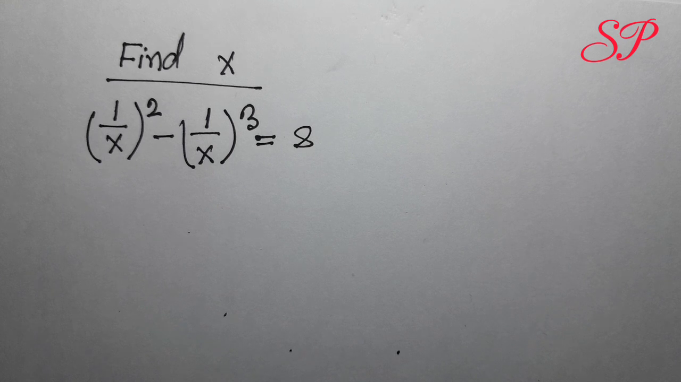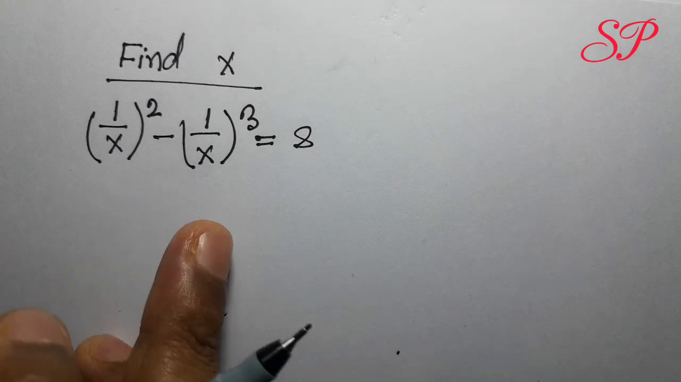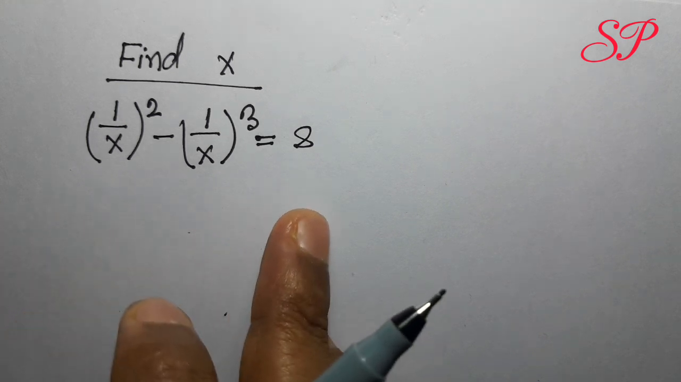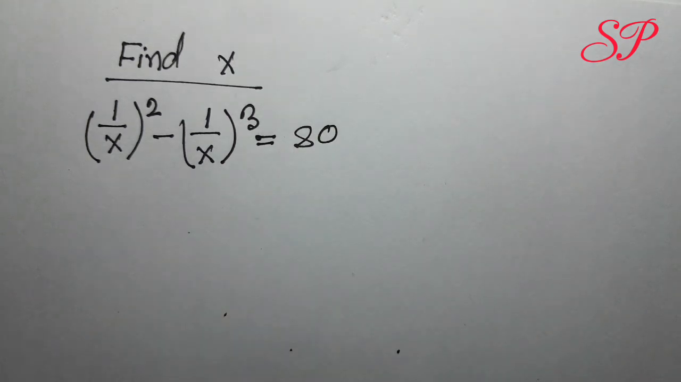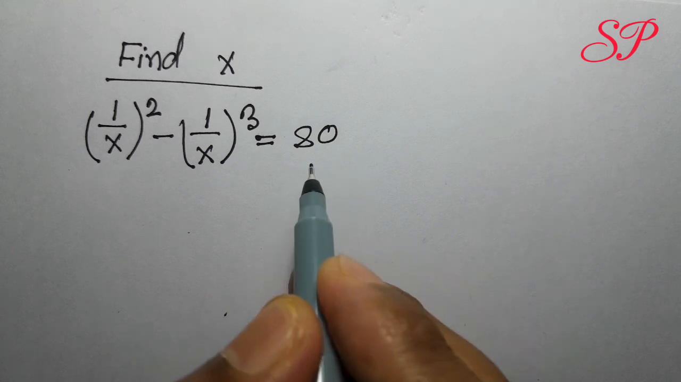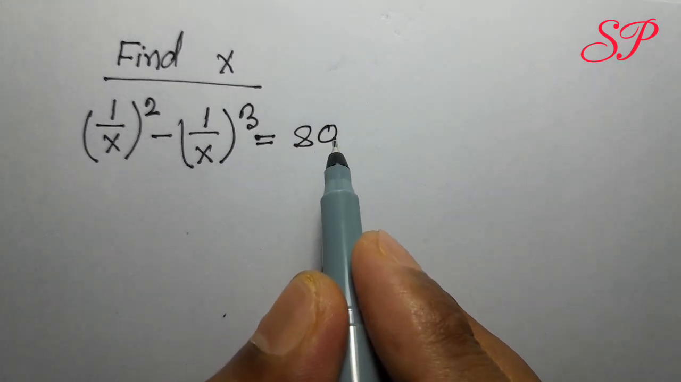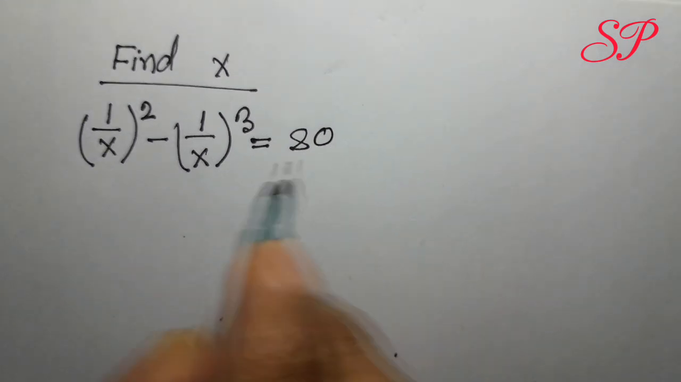Today I solve an interesting equation. Here it is given that (1/x)^2 minus (1/x)^3 is equal to 80. Let's start. Here the equation is given in terms of 1 by x, so we expand 80 as two numbers.